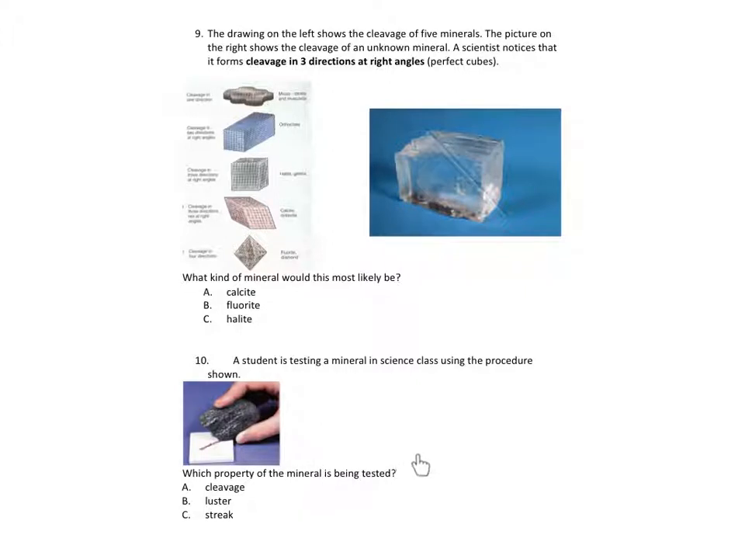Number 10. A student is testing a mineral in science class using the procedure shown. Which property of minerals is being tested? A. Cleavage. B. Luster. C. Streak.